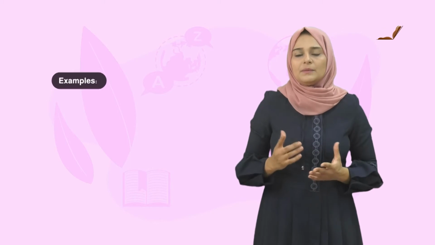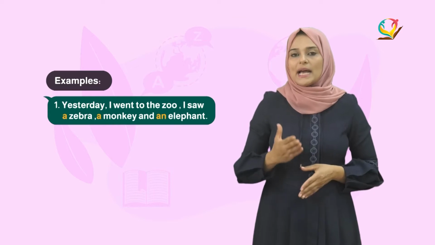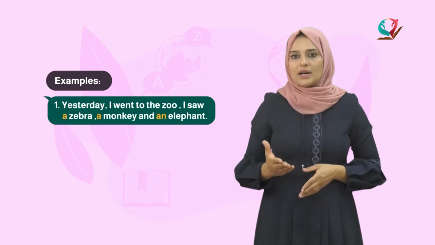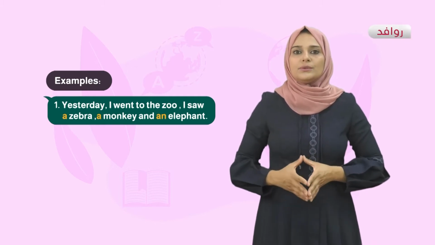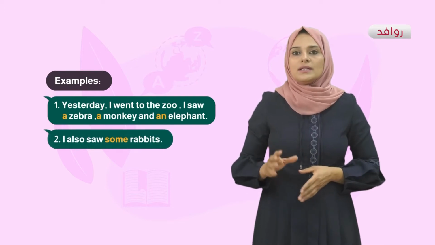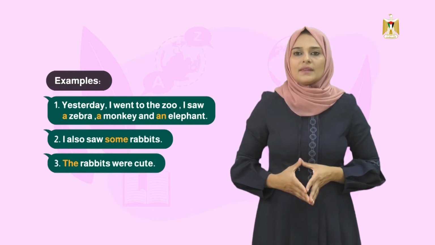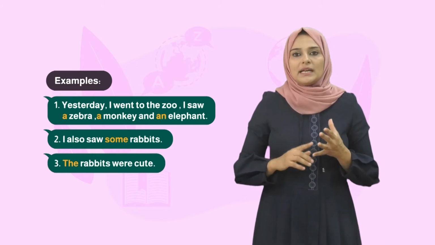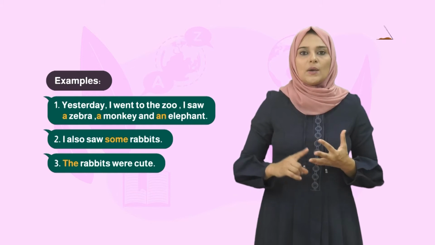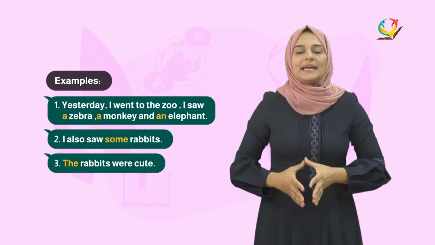First of all, let's read this example together. Number 1. Yesterday, I went to the zoo. I saw a zebra, a monkey, and an elephant. Number 2. I also saw some rabbits. The rabbits were cute.